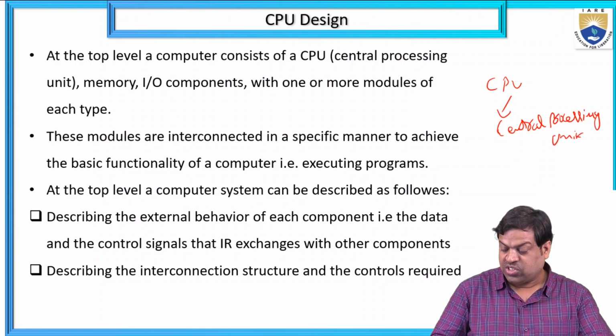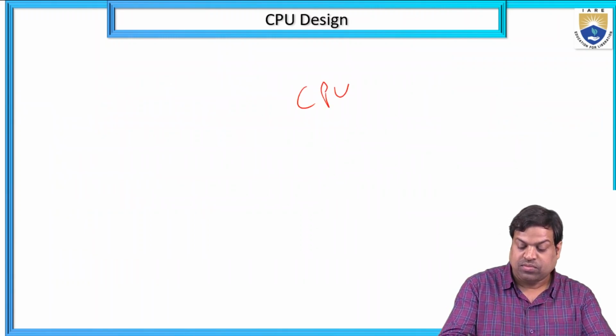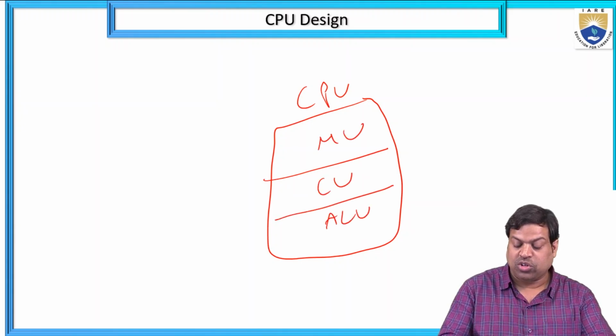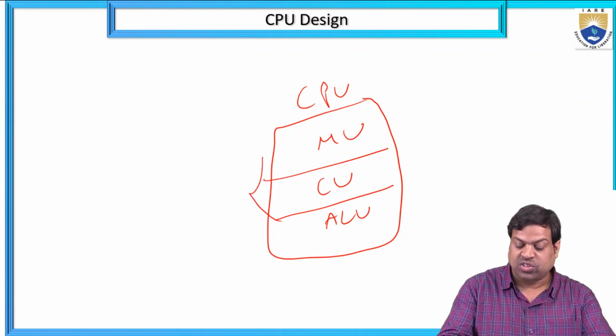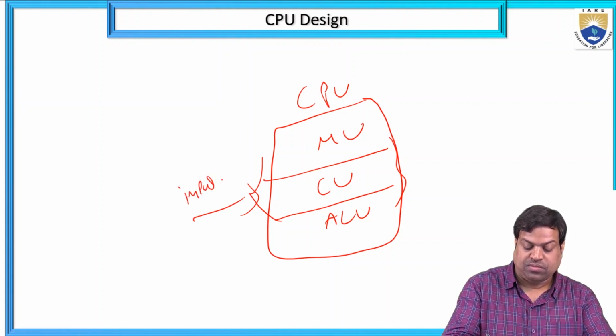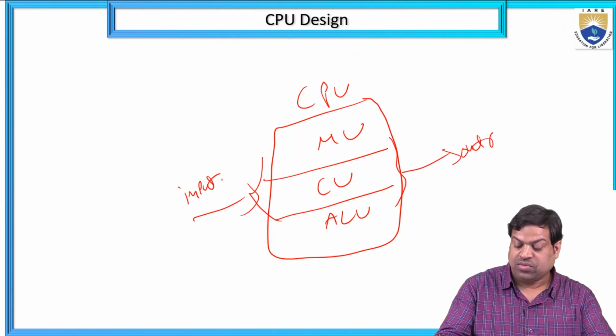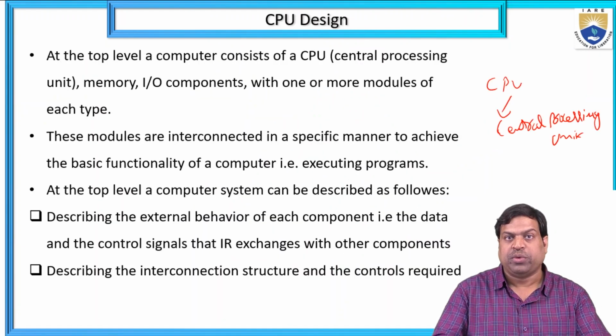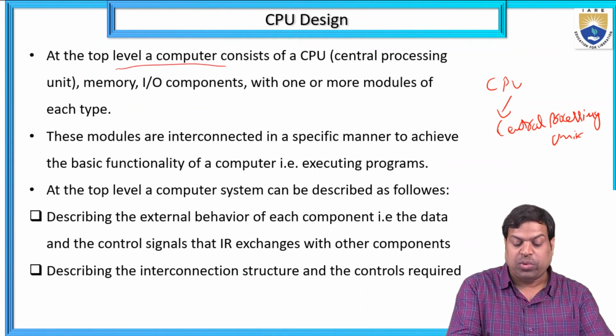So, CPU consists of memory unit, control unit and arithmetic logic unit. So, these are the interconnections of this one. So, we are giving input and output. Between the input and output, the CPU is there. So, CPU is consisting of memory unit, control unit and arithmetic logic unit. So, at the top level, a computer consists of the CPU with inputs and outputs.